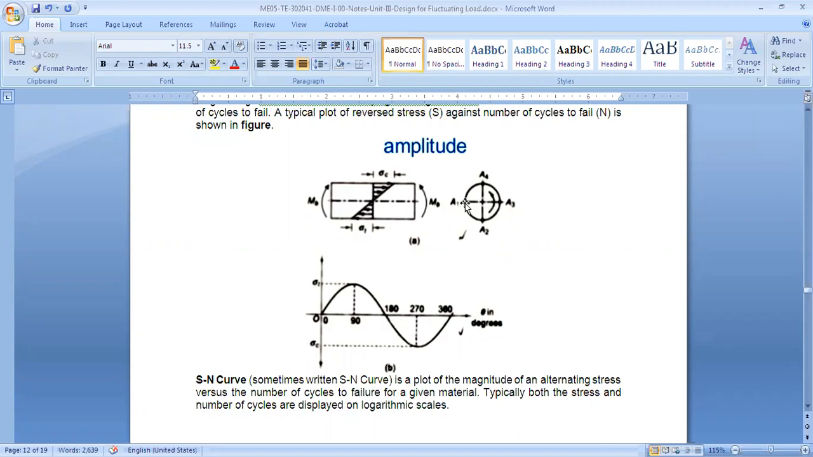So stress at A1 was going from 0 to sigma t max, right? Again rotated by 90 degrees, so total rotation is now 180 degrees. A1 will be again on the neutral axis, so stress will be 0. Again rotated by 90 degrees, that means total rotation 270 degrees. A1 will be where A4 is, where sigma c is max, right? And with one more rotation, one cycle will complete and A1 will come back to where it started, with zero stress.